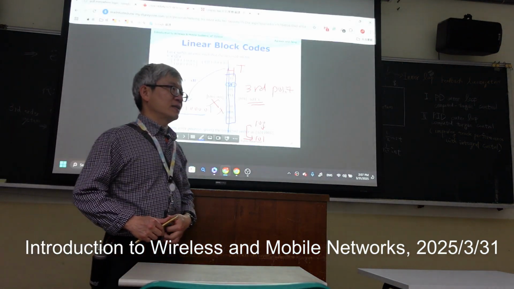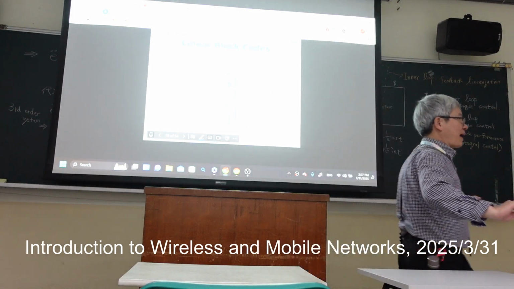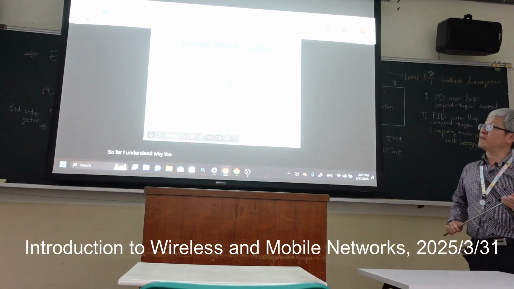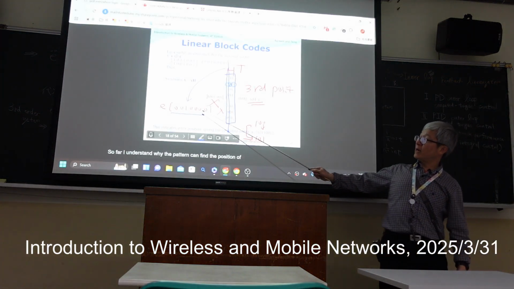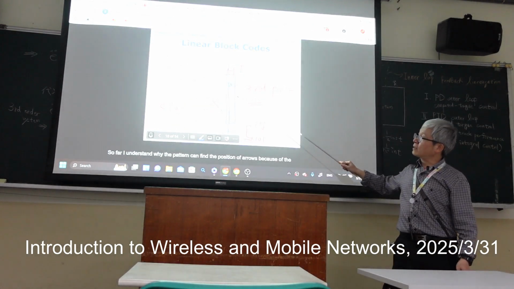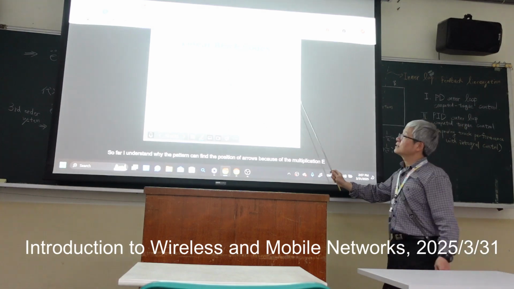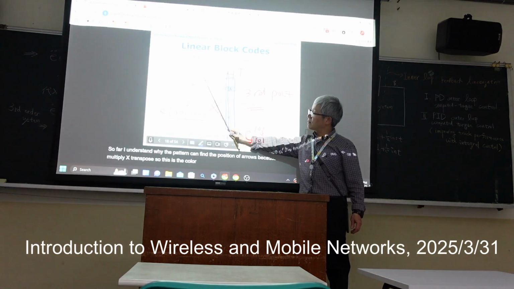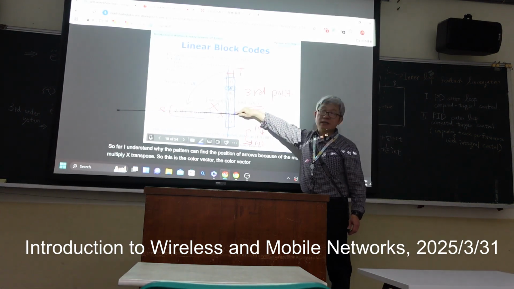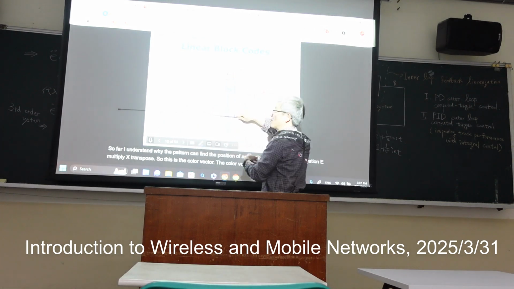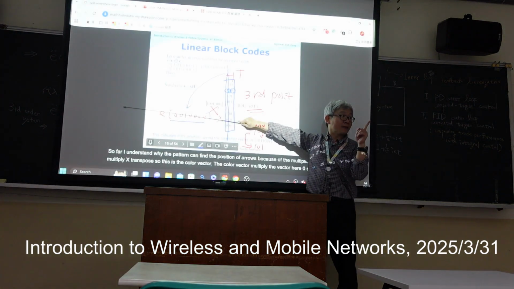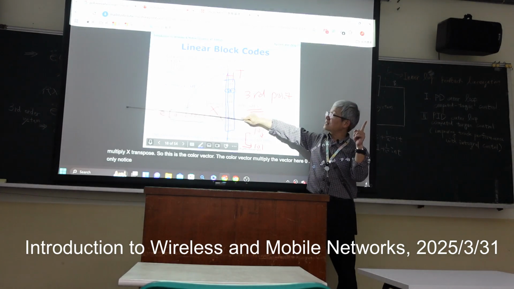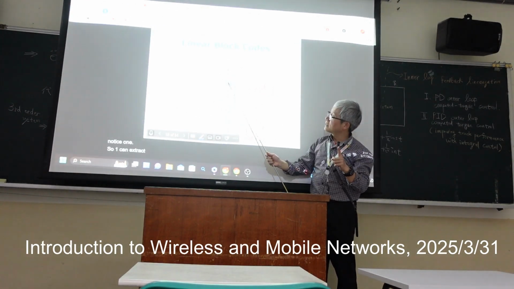So finally, understand why the pattern can find the position of the arrows. Because of the multiplication, E multiply H transpose. So this is the color vector. The color vector multiply the vector here. 0, so no, only notice 1. So 1 can extract the current bit.